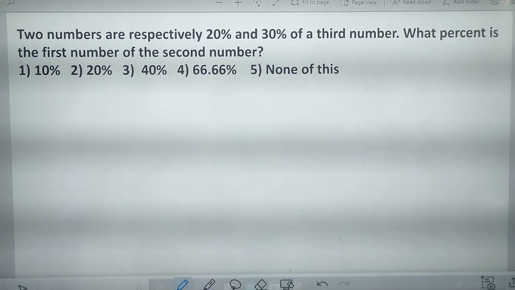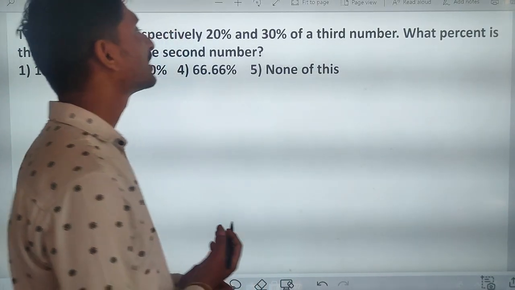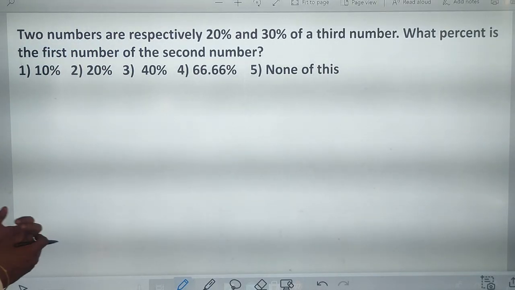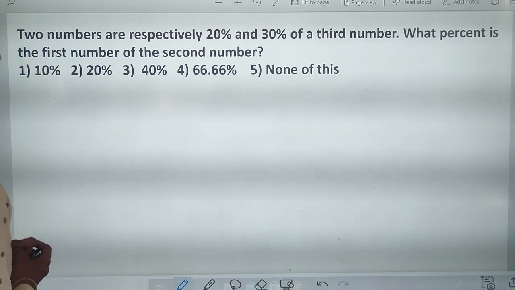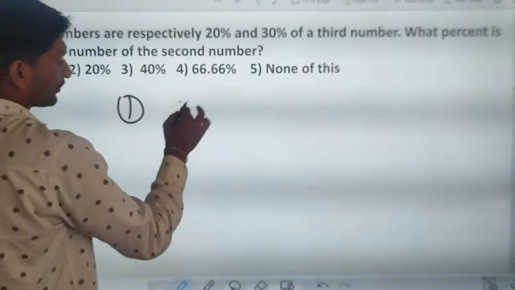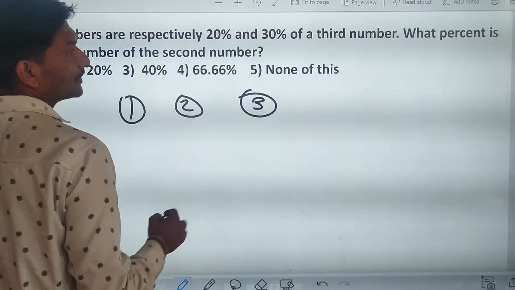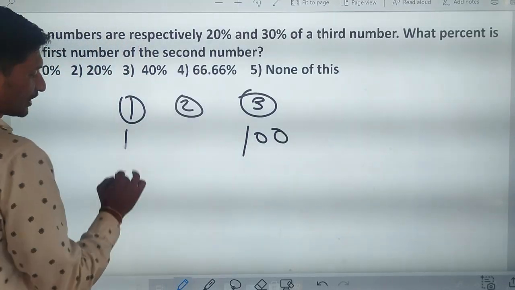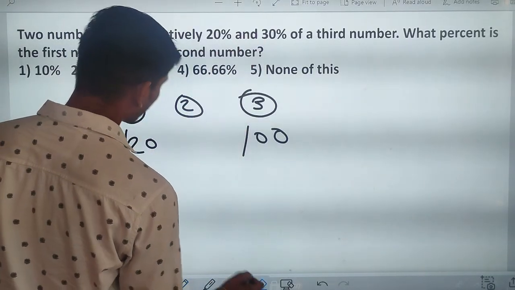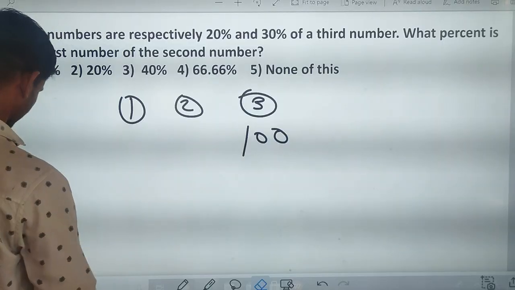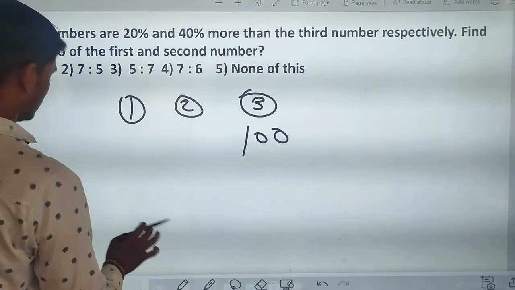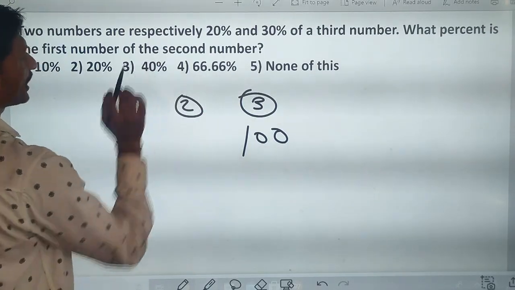Two numbers are respectively 20% and 30% of the third number. What percent is the first number to the second number? Here we write first, second, third number. Here it is not more or less; it is a percent of the third number.